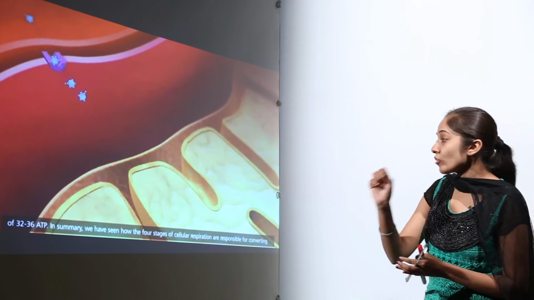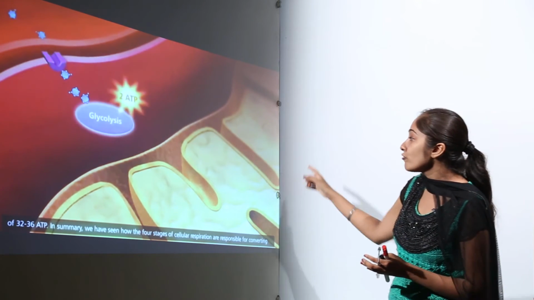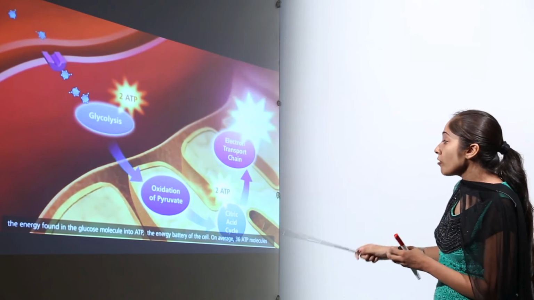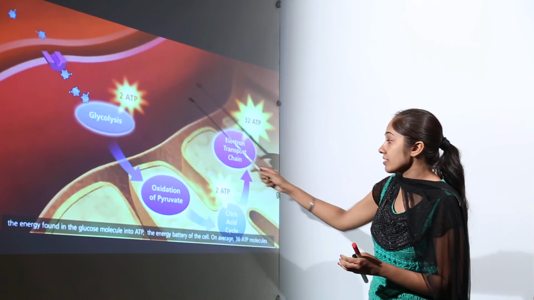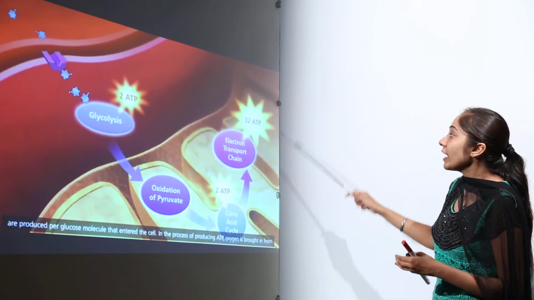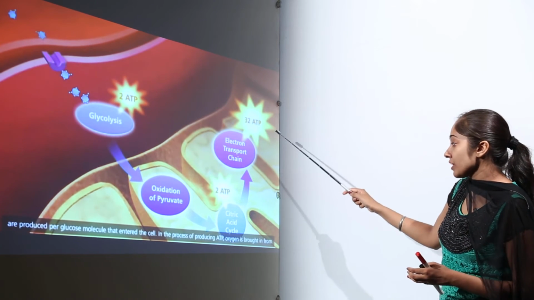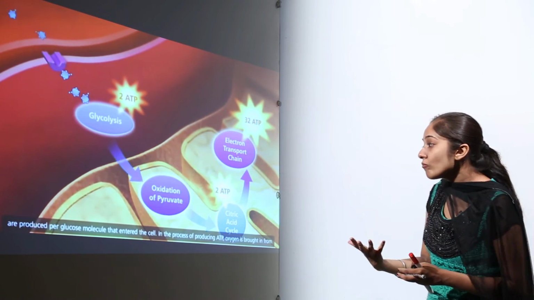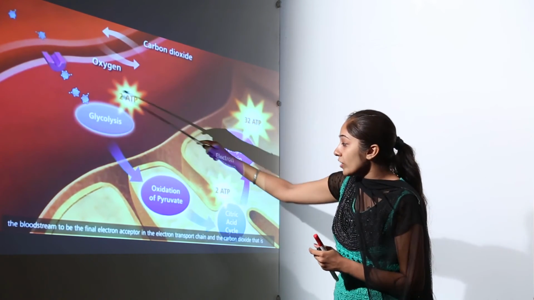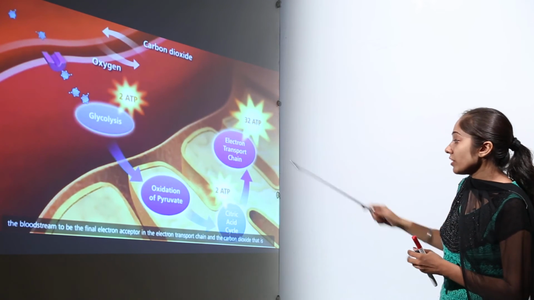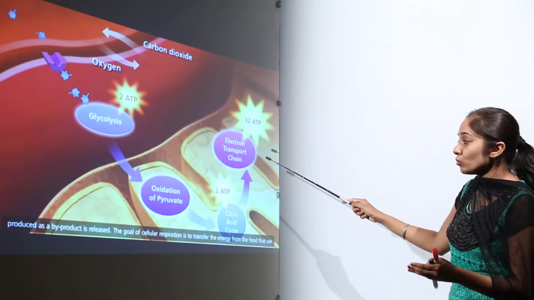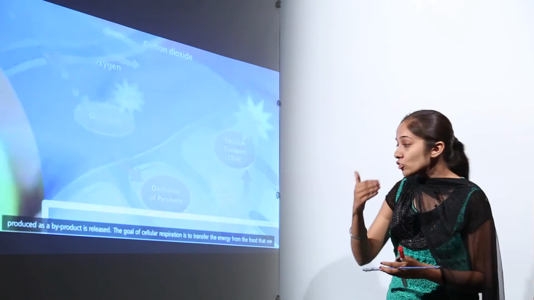ATP is adenosine triphosphate. We have seen the 4 stages of respiration and how energy in the form of ATP is made available to us: glycolysis, oxidation of pyruvate, the citric acid cycle and the electron transport chain. Ultimately we have 32 ATPs. Oxygen is brought in from the bloodstream as the final electron acceptor in the electron transport chain, and the carbon dioxide that is produced is a byproduct that needs to be removed.